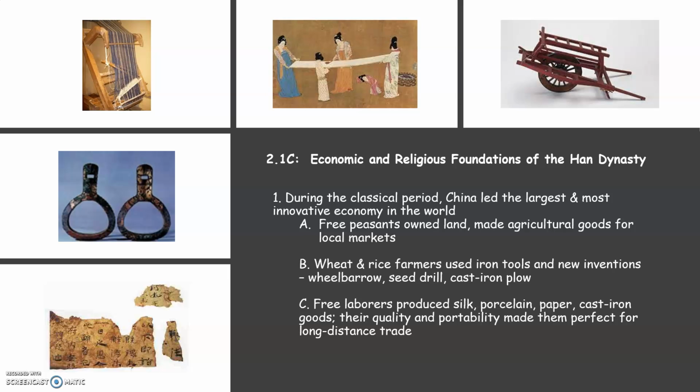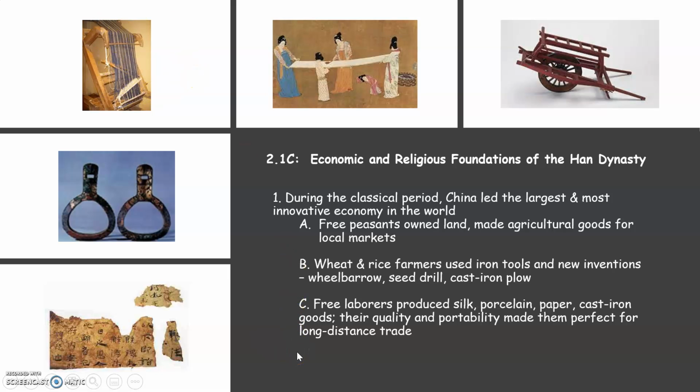Lastly, we're going to look at the economic and religious foundations of the Han Dynasty. During this classical period, China led the largest and the most innovative economy in the world. So free peasants owned land. They made agricultural goods for local markets. Wheat and rice farmers, they used iron tools. Remember, iron is cheap. So they used these iron tools and these new inventions. So in China, they invented the wheelbarrow. They invented the seed drill, the cast iron plow, the loom, which you see in this top left corner.